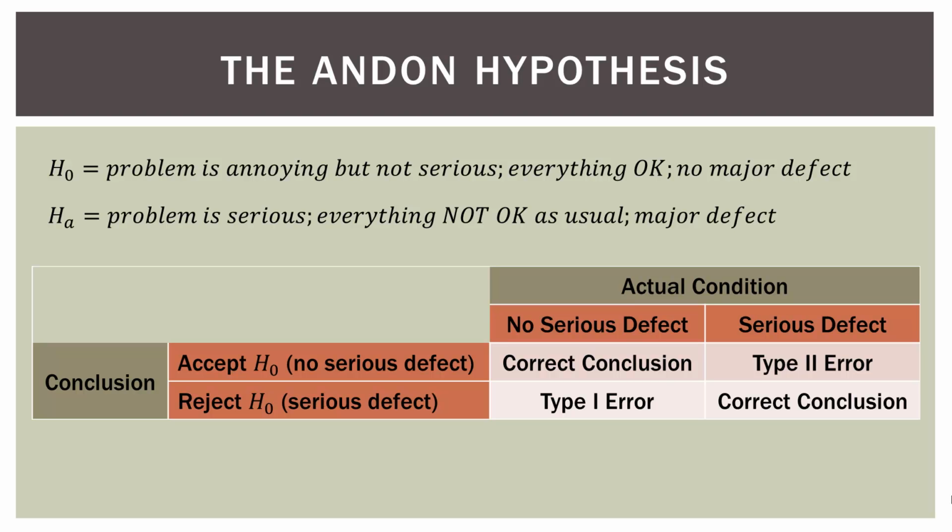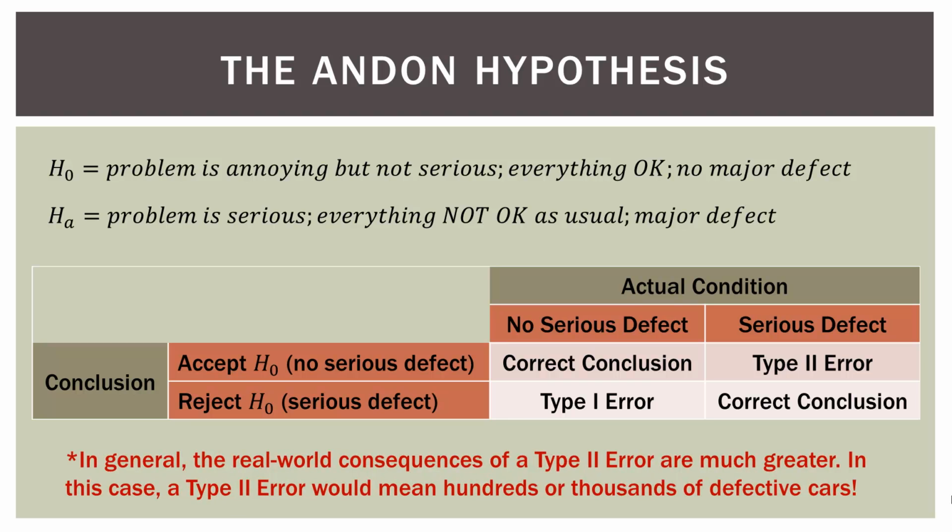Now the type 2 error, that's when we accept or fail to reject the null hypothesis. So we think everything is going smoothly, when in fact there is a serious defect going on, and that is type 2 error. And again, that gets replicated over and over and over into each successive car. So in general, the real-world consequences of a type 2 error are much greater. In this case, type 2 error would mean hundreds or thousands of defective cars, and maybe even unsafe cars as we proceed on down the line.